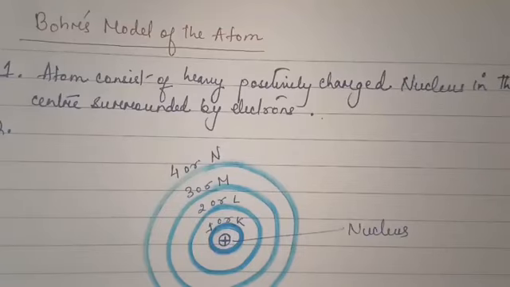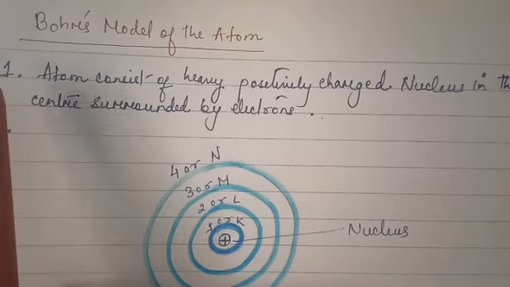Okay, good morning students. Today we are going to discuss Bohr's model of an atom. This is a concept that comes under energy levels or orbits. There are four basic postulates of Bohr's theory.